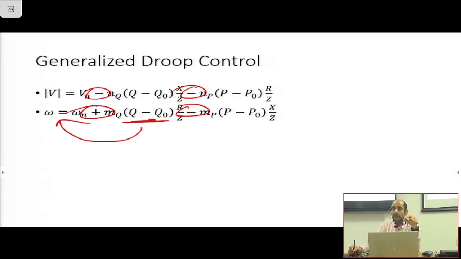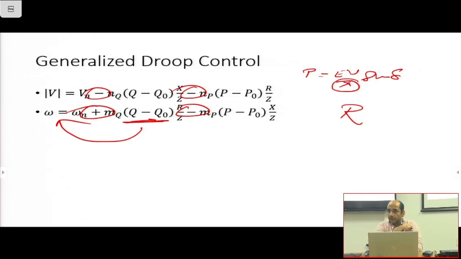If you have to do a complete derivation, you should derive the expression P equal to EV by X sine delta. This expression is valid when the line is purely reactive in nature. What if the line is purely resistive in nature, R? Then this expression is no more valid. You have to derive it exactly the same way, and once you do that derivation, you will figure out that it also carries a minus sign.